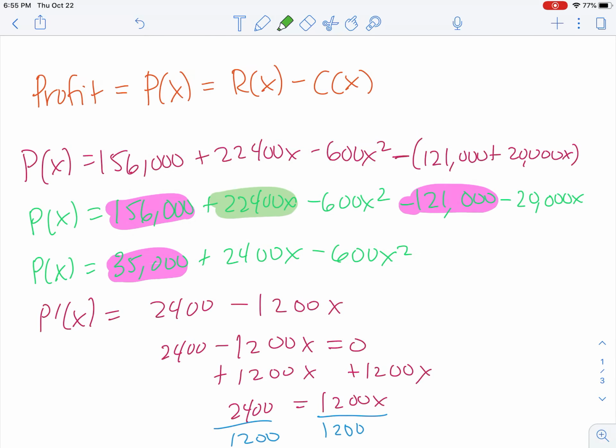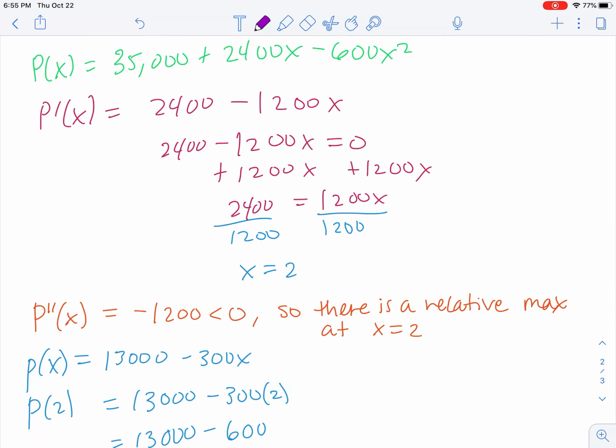We have 22,400x and negative 20,000x, which leaves us with 2,400x. And we just recopy the negative 600x squared. So now that we've combined like terms, we can take the first derivative of profit. So the first derivative of 35,000 is 0. The first derivative of 2,400x is just 2,400. And the derivative of negative 600x squared is negative 1,200x.